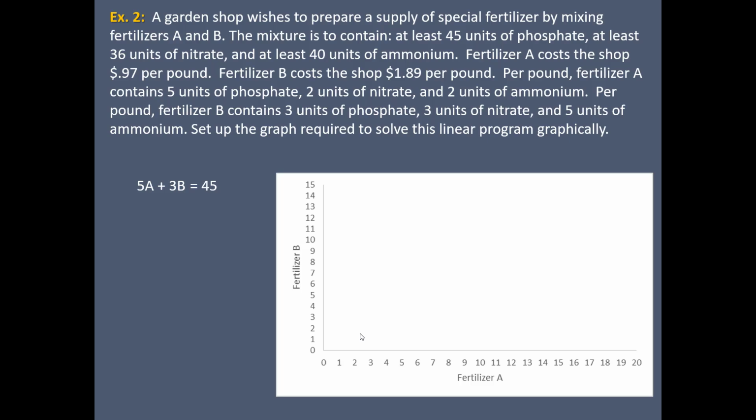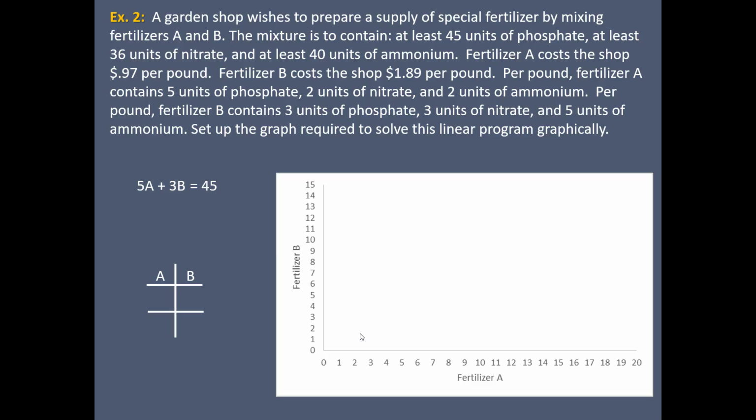So here I'm creating my first constraint, which in this case was, I believe, the phosphate constraint. 5A plus 3B had to be greater than or equal to 45, but again, just setting that equal to 45 for now. And the easiest way to do this is to simply get 2 points. Any line, and these are all lines, that's the whole concept of linear programming. Everything is lines. So as we set this up, I just need 2 points.